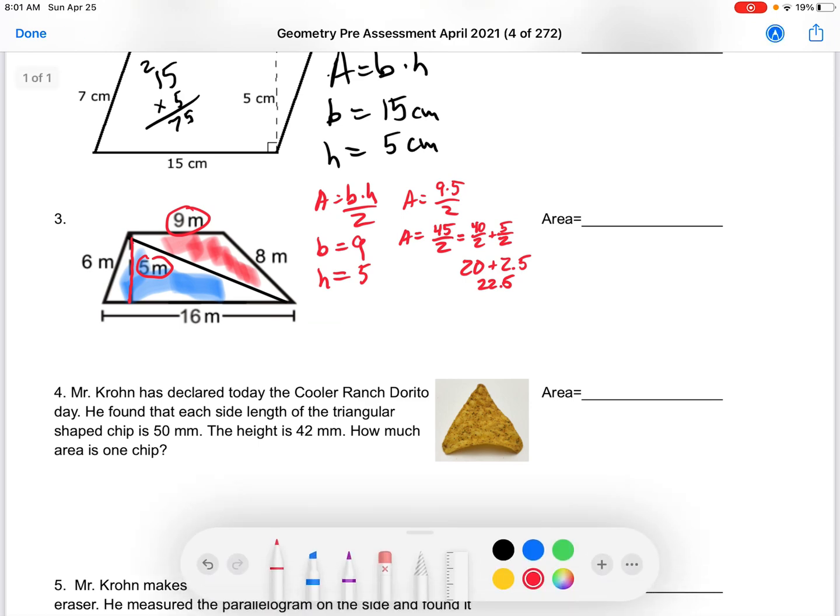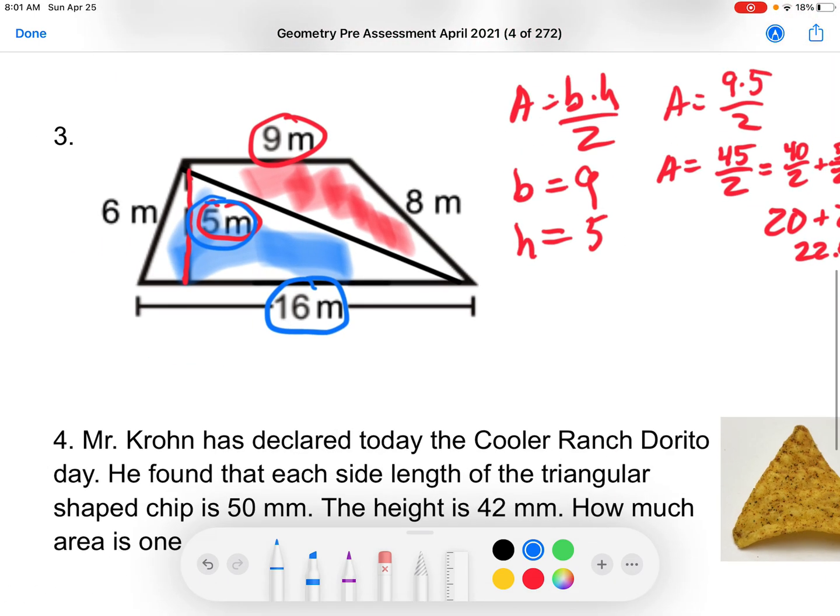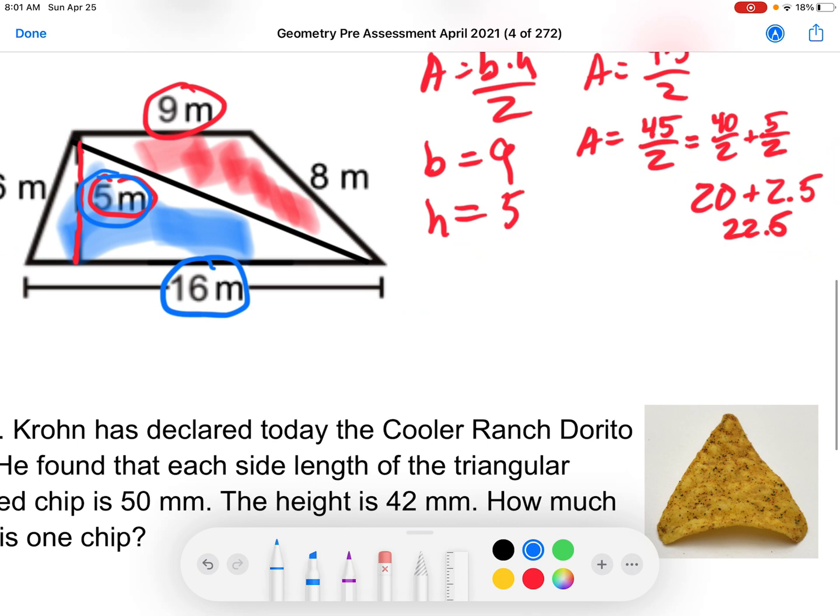We do need to find the blue triangle, right? All right, so in this case, let's focus in on the blue one. The base of the triangle is the 16 meters, and the height is also 5 meters, okay? And just as a side note here, the 9 and 16 are the bases of the trapezoid, and we would also call them the bases of each triangle, and the height of the trapezoid is the 5 meters, also known as the height of the 2 triangles, sorry.